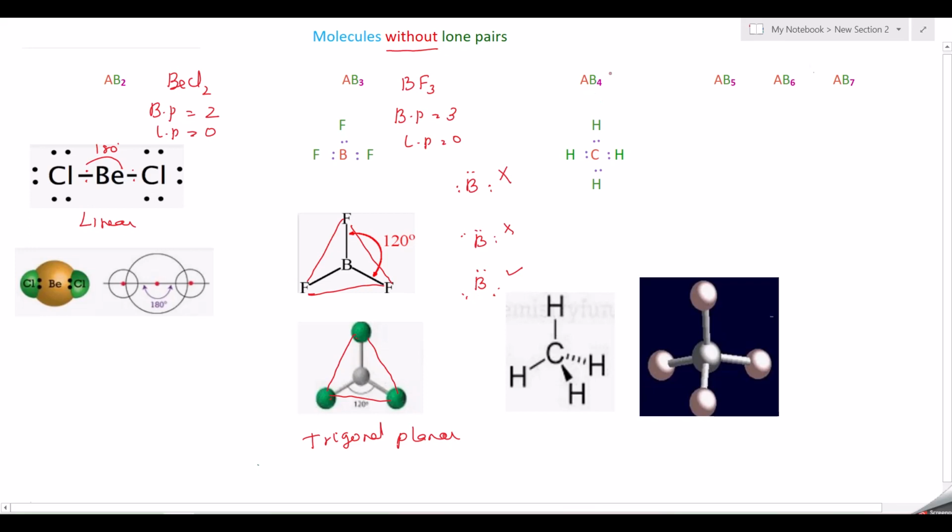Next we will go to AB4. An example is CH4, where carbon is the central atom. Four hydrogens are covalently bonded to carbon. So the number of bond pairs will be equal to 4.